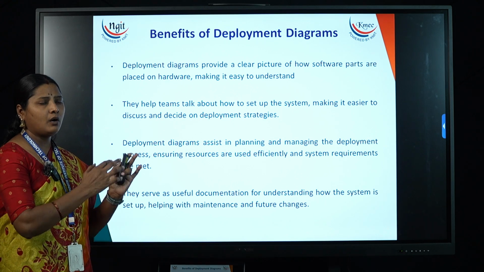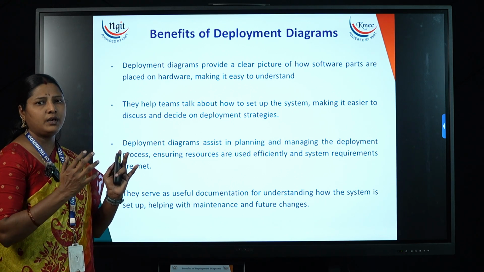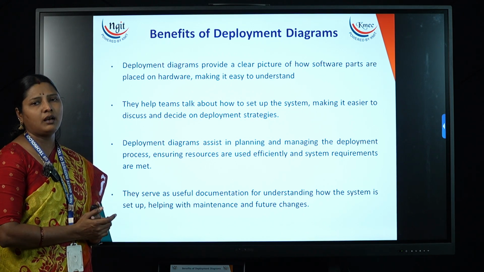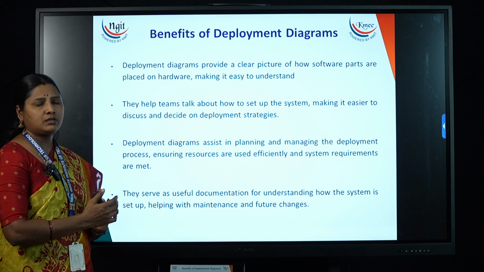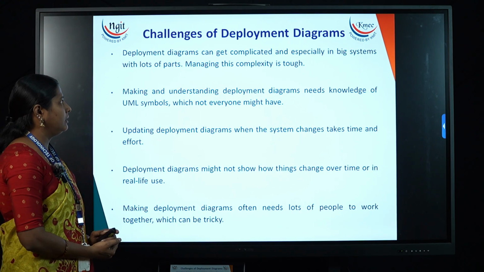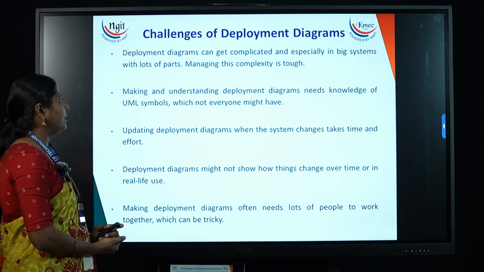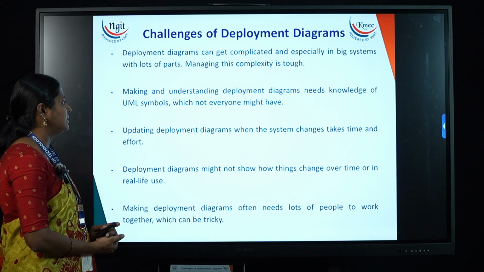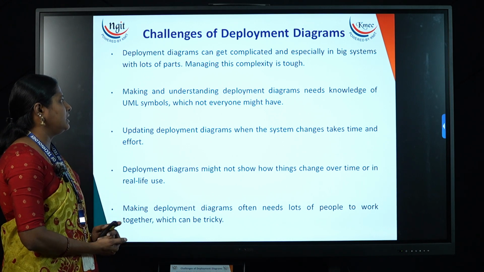So depending upon all the individual models, we are going to deploy. The word deploy itself is nothing but showing the end model or the end design of your software development. Coming to the challenges of the deployment diagram, this diagram can get complicated, especially for big systems where a lot of parts are needed. So managing this complexity is very tough.